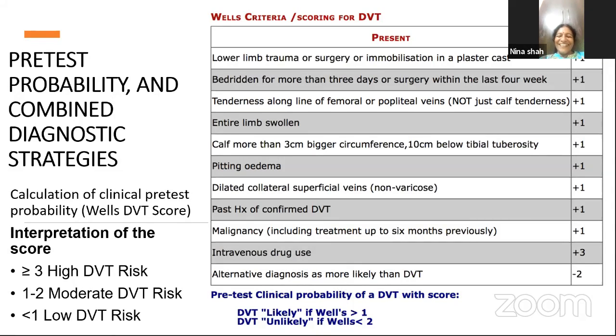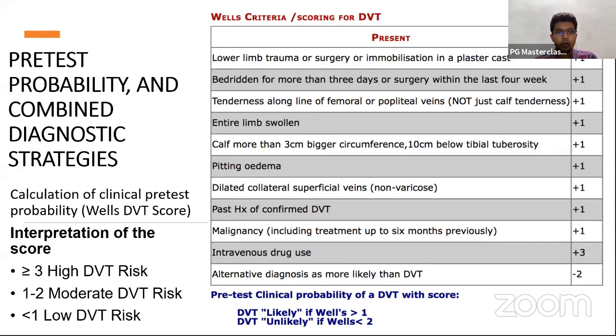Coming to the diagnosis, the pre-test probability and combined diagnostic strategies: the Wells score, which is used to calculate the clinical probability of a person who can develop deep vein thrombosis. In the Wells score, points are given for each characteristic of the patient, which suggests the pre-test probability of development of deep vein thrombosis.